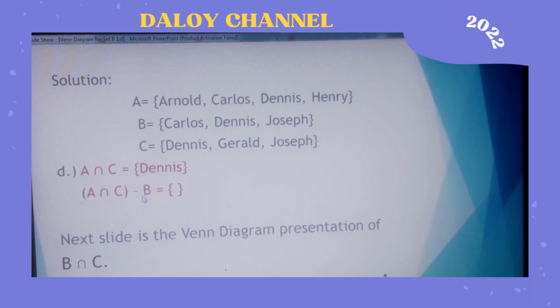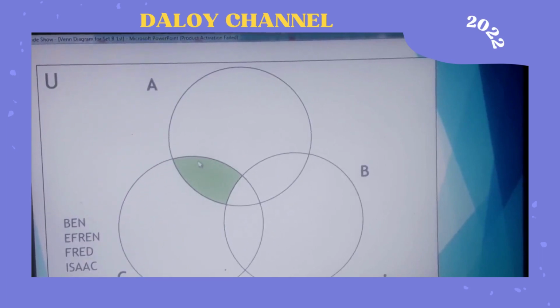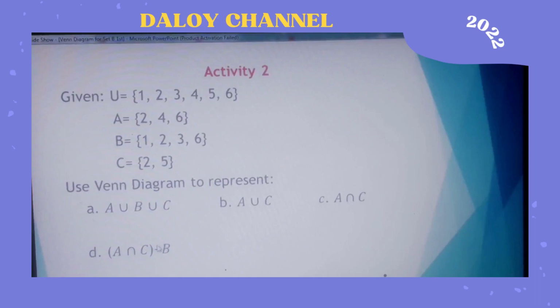So comparing A, by the way, the requirement in D is to find the difference between the intersection of A and C by B. So, the intersection between A and C is Dennis, to be subtracted with B. So, since Dennis is common, the difference is none. So, it's an empty set. So, what we're going to do in the Venn diagram is just shade the area. Meaning no name involved. Again, you are given ample time to perform activity number 2 to evaluate your knowledge about the earlier discussion.